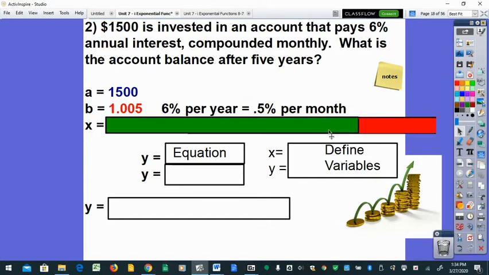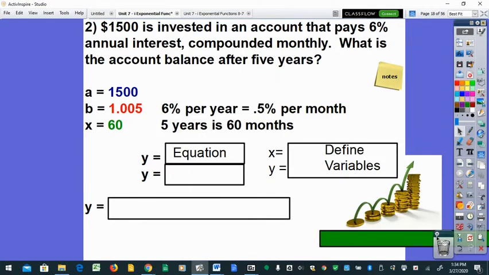Let me show you what I mean here. So I take the 6 divided by 12 is 0.5%. Take off your percent sign, move the decimal 2 to the left, add it to the 1, and that's my factor. Be careful not to put 1.05 here. That would mean 5%, not half of 1%. Now for the x, I've got 5 years, and each year has 12 months. So how many months are in 5 years? 5 times 12, which would be 60 months.